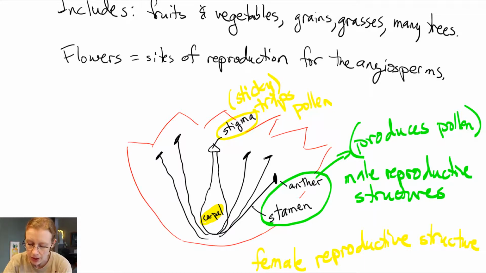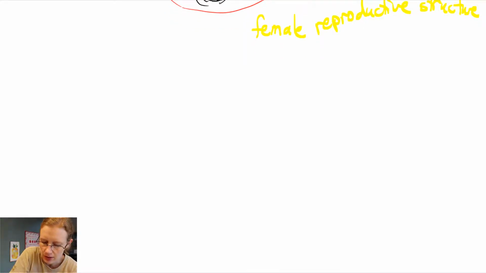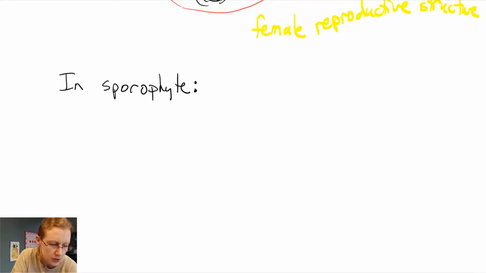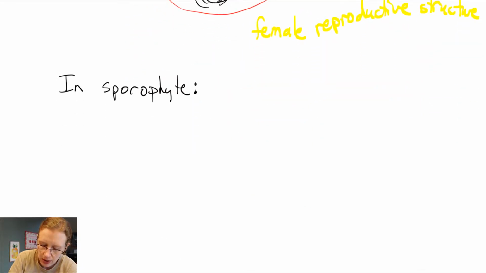Okay, so the main plant body for angiosperms is a sporophyte. And I'm just going to write out a little bit of the life cycle in an angiosperm. Now that we've talked about those different structures, here's what takes place in the sporophyte. A pollen grain from an anther has to come over and land on a stigma. That's the first step. So pollen grain lands on stigma.